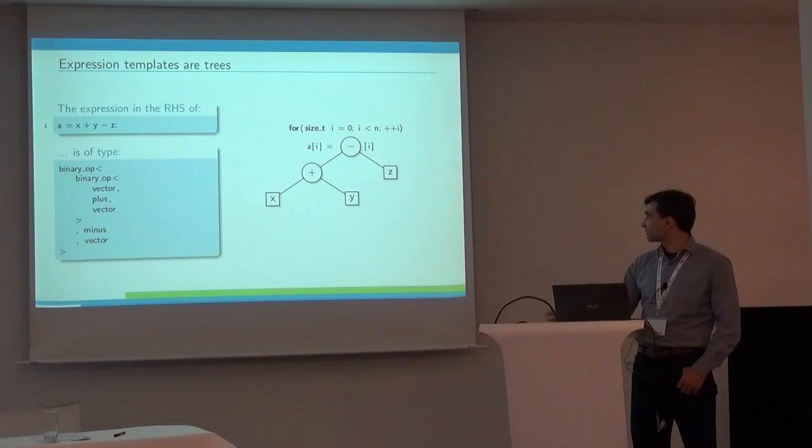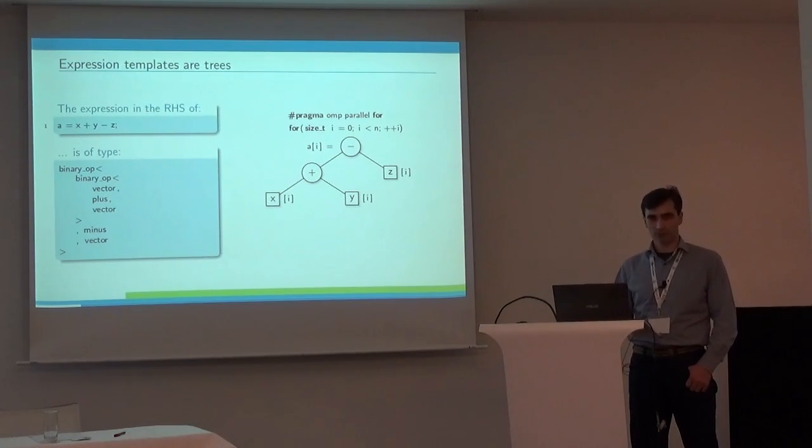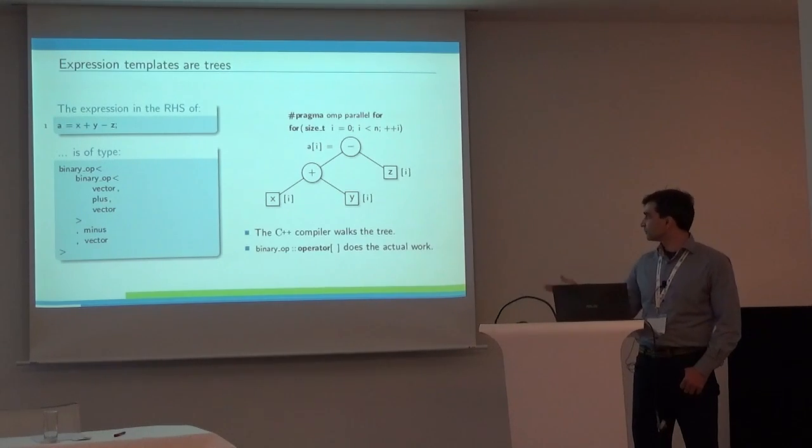And when we assign this tree to a vector, we just iterate over the tree, and this indexing operator just propagates downwards until it meets the actual vectors, and then it's as effective as manually written code. And you can even do some other things hidden from the user. For example, you can add pragma OMP parallel here, which will be hidden inside the assignment operator. So users will know nothing about OpenMP, but they will now use all cores of your multi-core processor. And basically the C++ compiler walks the tree for you at compile time, and it uses the indexing operator of this binary operation and of the actual leaves to do the work.